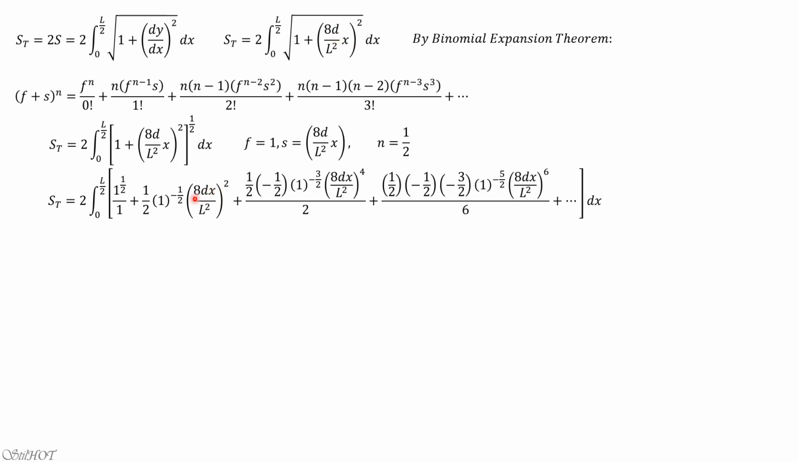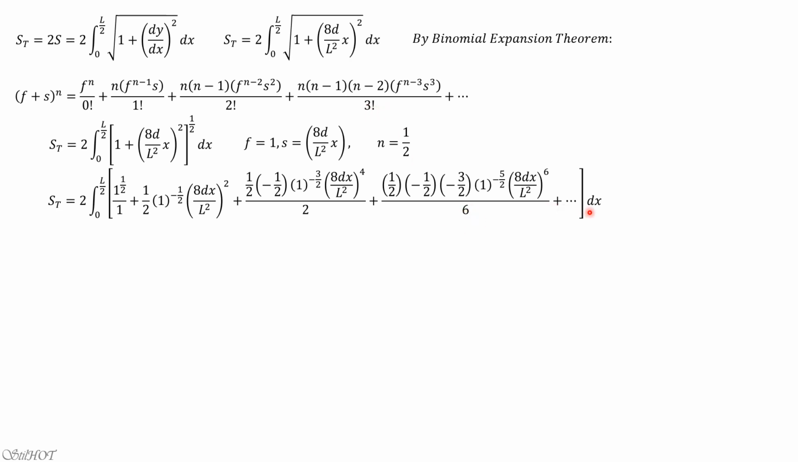8d times x over L squared, this x is not the differential of x, quantity squared. That's the second term. Then plus 1 half times 1 half minus 1, which is negative 1 half. Then the first term is 1 to the 1 half minus 2, which is negative 3 halves. The second term is raised to 2, since the second term is 8dx over L squared, squared, so it becomes raised to 4. Then divided by 2 factorial, which is 2. Then the fourth term here is 1 half times negative 1 half times negative 3 halves times 1 to the negative 5 halves. Then the second term squared raised to 3 is the second term raised to 6, divided by 3 factorial, which is 3 times 2 times 1, so it is 6.